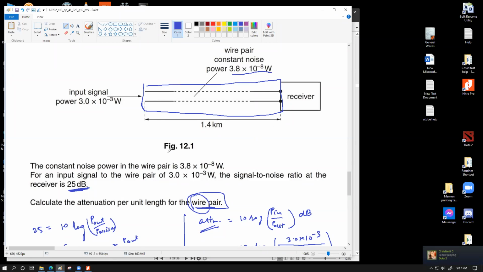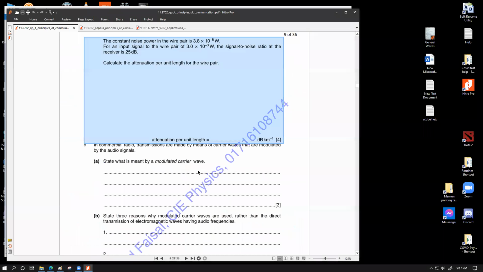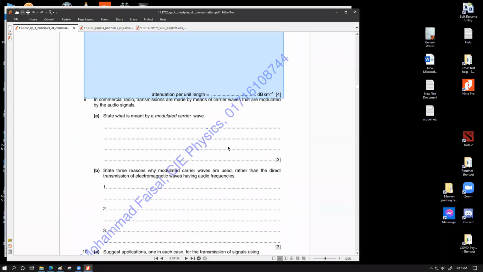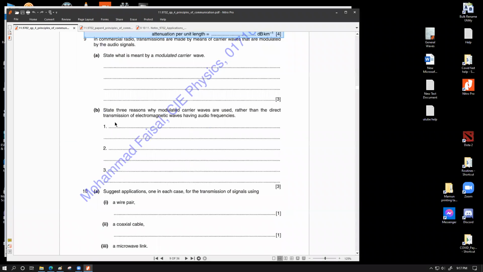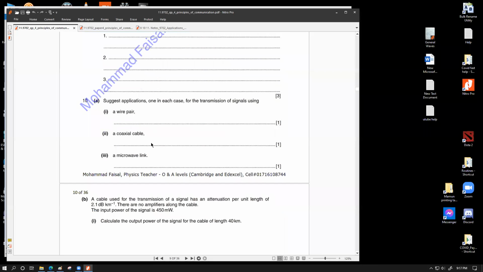Okay, sir. Then we have the next question: such applications are in each case for the transmission of signals using a wire pair, coaxial cable, microwave link.